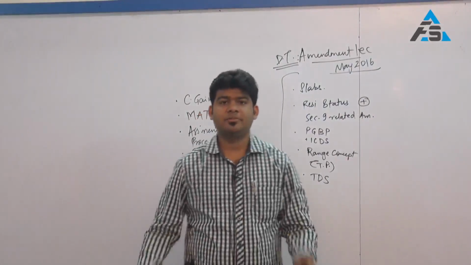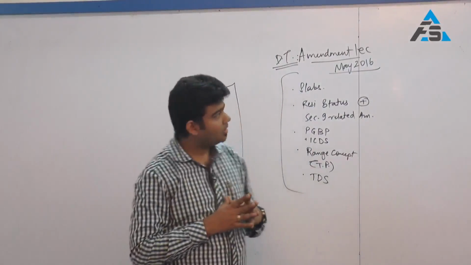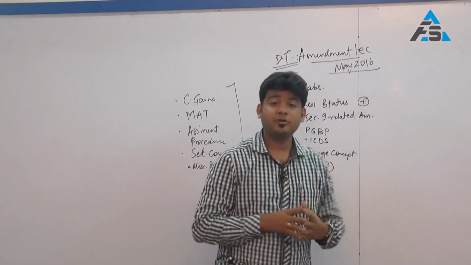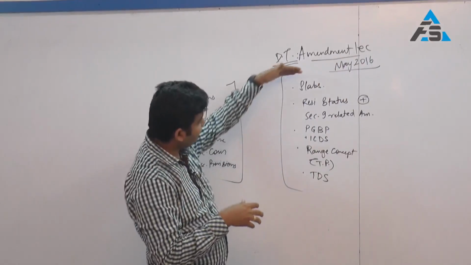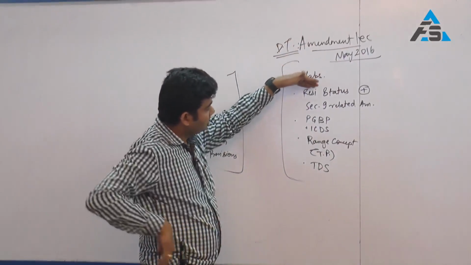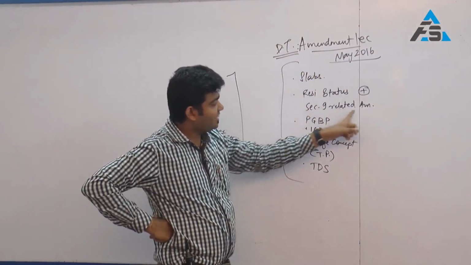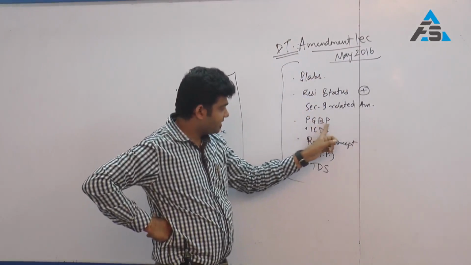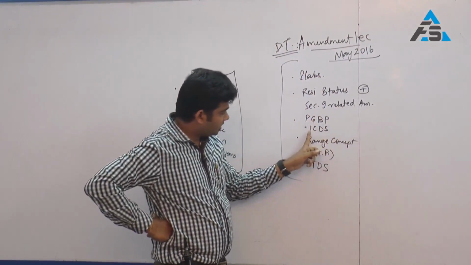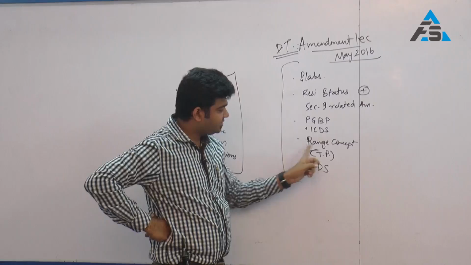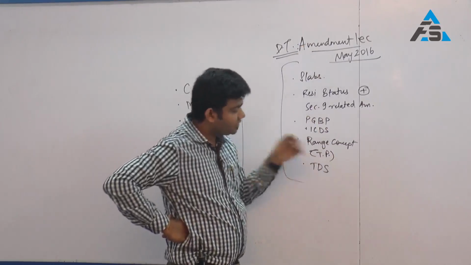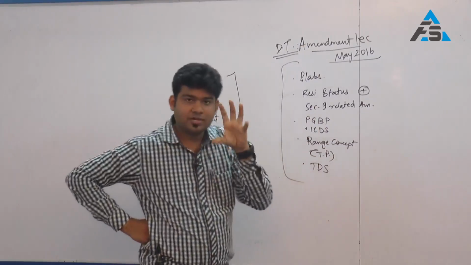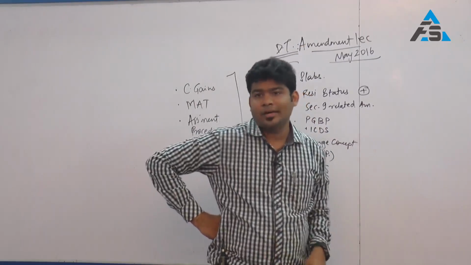Hello friends, I am dividing this direct tax amendment lecture for May 2016 students into two parts. In the first part and slide I will be covering the slabs, the residential status plus section 9 related amendments, profits and gains from business and profession, income computation disclosure standards, range concept relating to transfer pricing and TDS. This is what we will get in my first slide, approximately 1 hour 10 minutes.